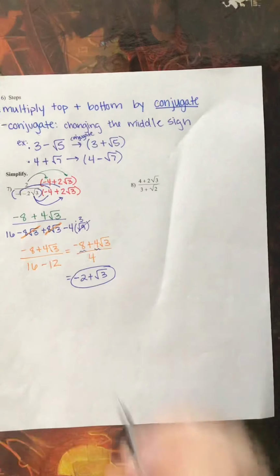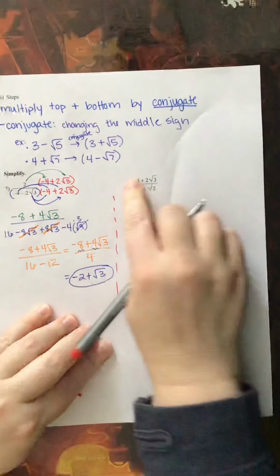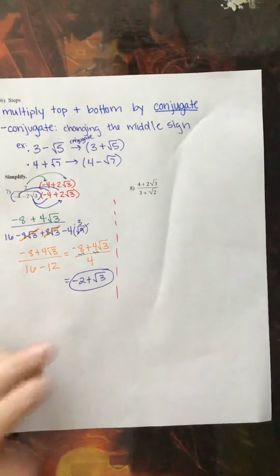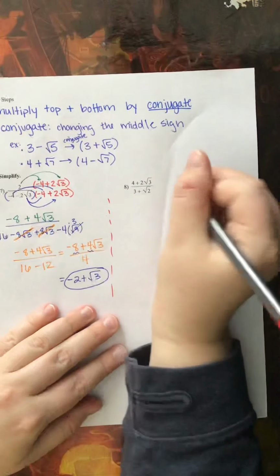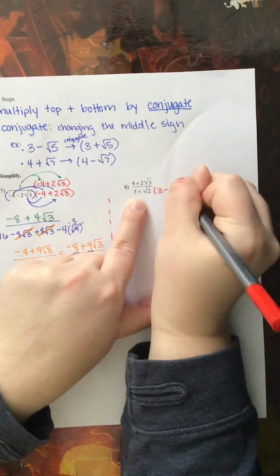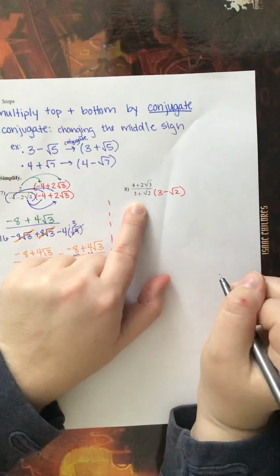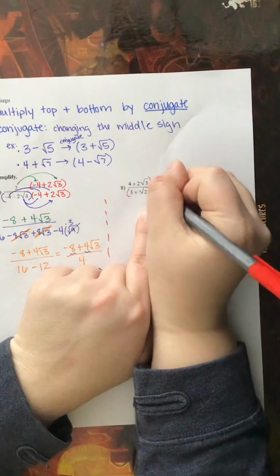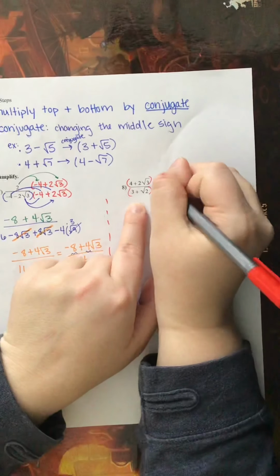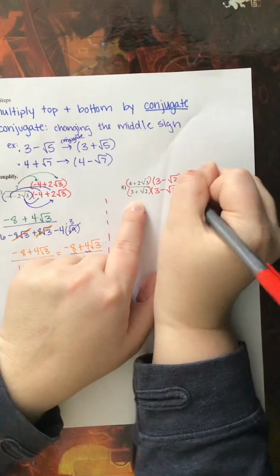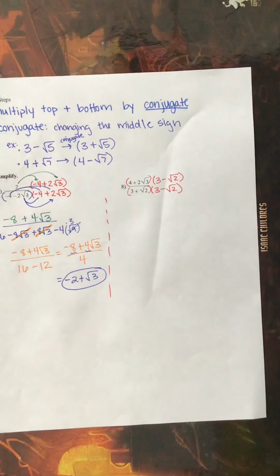Alright, we're going to do one more example. This one's a little more challenging because there's addition on top as well, but you're going to do it the same way. We're going to multiply by the conjugate, and the conjugate of 3 plus the square root of 2 is just 3 minus the square root of 2. Remember, our goal is to get rid of the square root on the bottom, and that's why we're doing that. I'm going to go ahead and put those in parentheses because I know I'm going to have to FOIL twice. So then I get 3 minus the square root of 2 on top as well to multiply. And then I'm just going to FOIL.